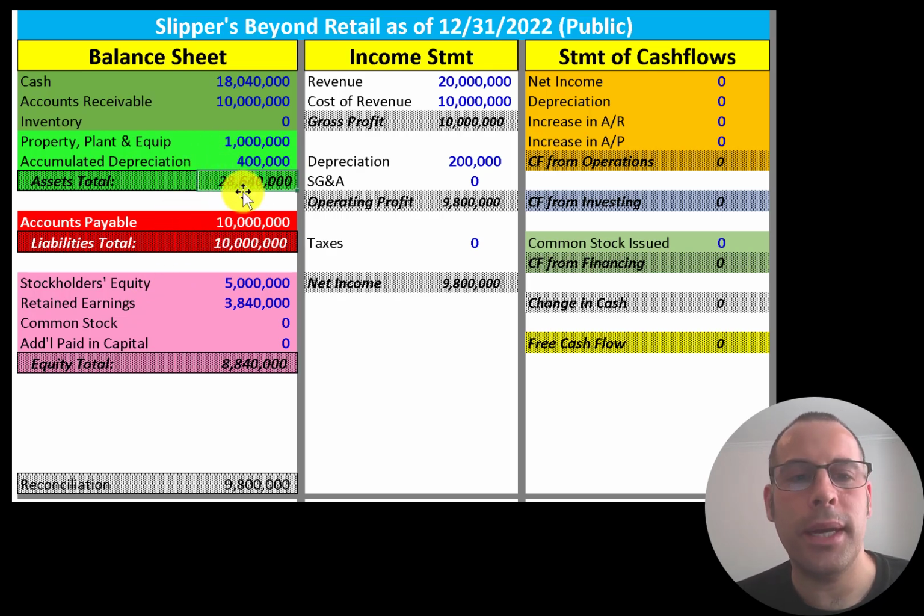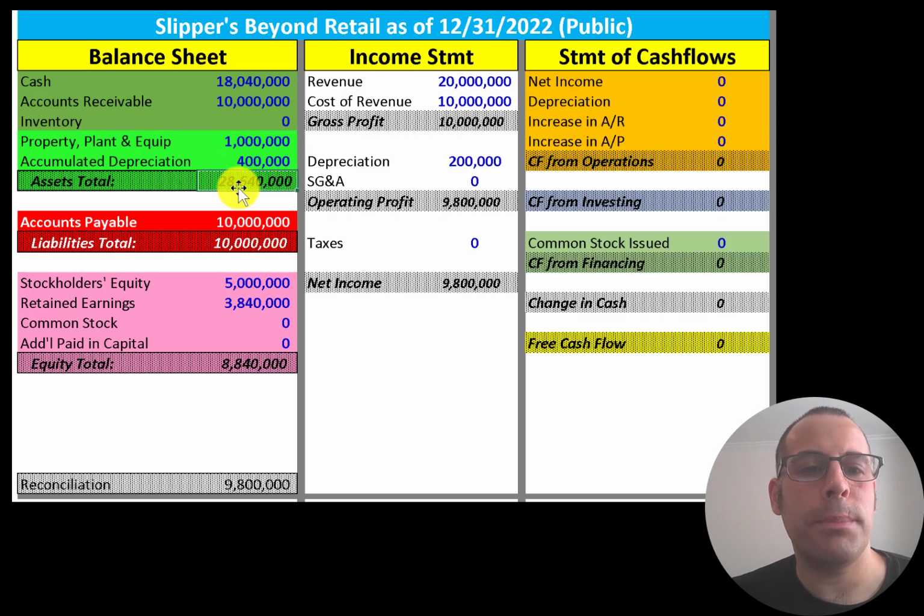Because if an investor was looking at the balance sheet, they would see how much we originally paid for the machine and how much we depreciated it. This just provides the public more information about your assets.